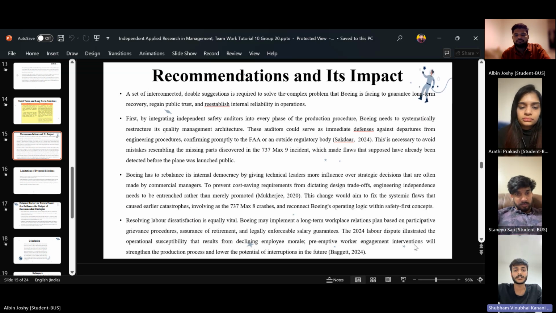To address Boeing's deep-rooted issues, we must look at both short-term and long-term measures. Integrating safety auditors at every stage of production will provide immediate safeguards. Moreover, giving engineering leaders more authority in strategic decision making can help ensure that design compromises are not driven by cost-cutting motives. Labor relations also require urgent attention. By implementing a robust workplace relations program and offering legal guarantees for wages and retirement, Boeing can alleviate the tensions that threaten to disrupt its operations. These actions will restore public confidence, stabilize production, and help Boeing regain its market position.